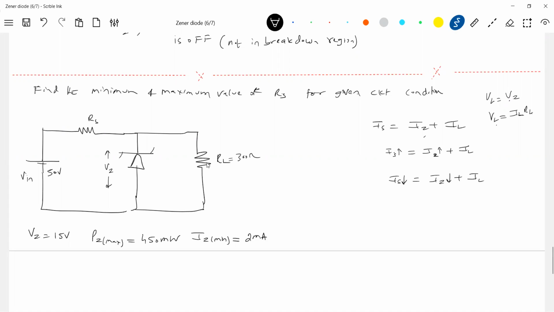So VL is constant, and RL is constant, so IL is constant. How should I explain that IL is constant? VL equals VZ. Then what is IL? IL equals VL by RL. RL will be fixed and VZ will be fixed, so IL will be fixed. Fixed means remains constant. Okay, this is what happens in the circuit. This is a summary. So when somebody asks how a Zener diode works as a voltage regulator, this is enough.